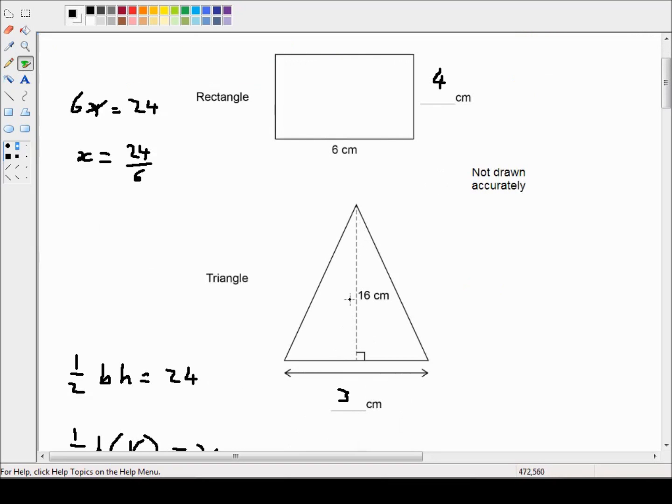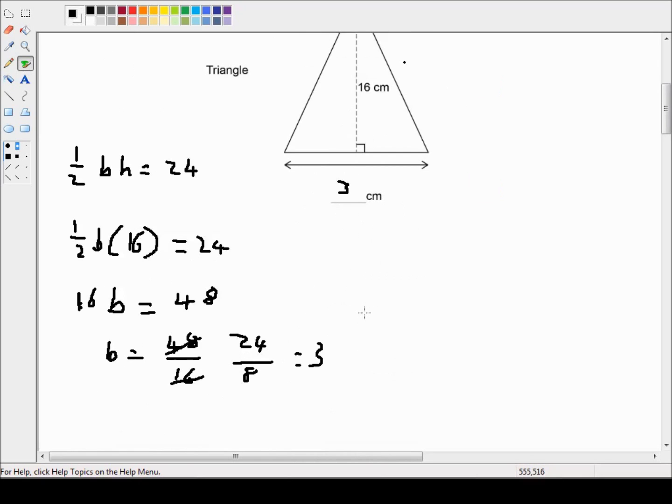And for this one, you could have said, well, half base times height is equal to 24, so if I do 16 times something is equal to 24, all you do is take 24 divided by 16 on your calculator, you would get 1.5, and you could have said half the base is 1.5, and then you just multiply by 2 on your calculator and you would have got 3. So that's an alternative way you could have done it.